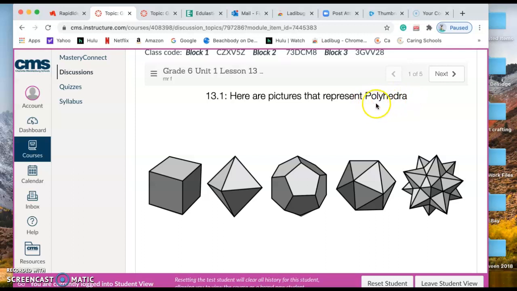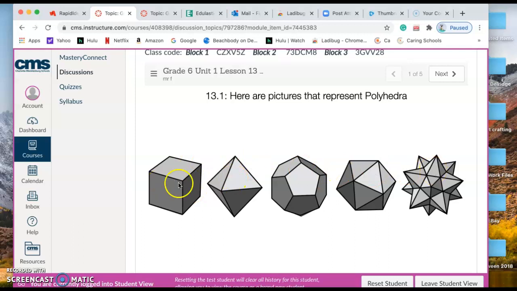Poly meaning multiple, and hedra meaning like a shape. So it's a multiple-sided figure. Why they call these polyhedra, though, is they're multiple-sided figures that are closed. So if you notice, every single one of these objects, there's no openings, no gaps, and they all have flat sides on the outside. There's really no rhyme or reason, with the exception of the cube. But these are all polyhedra.